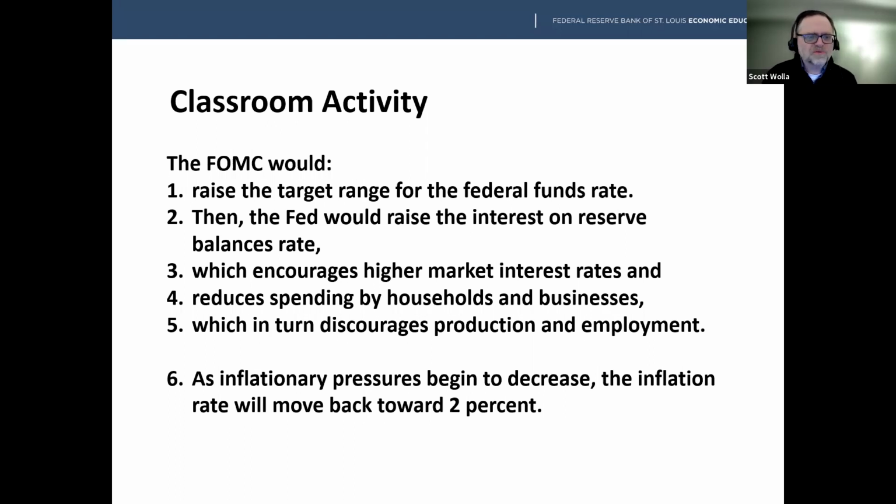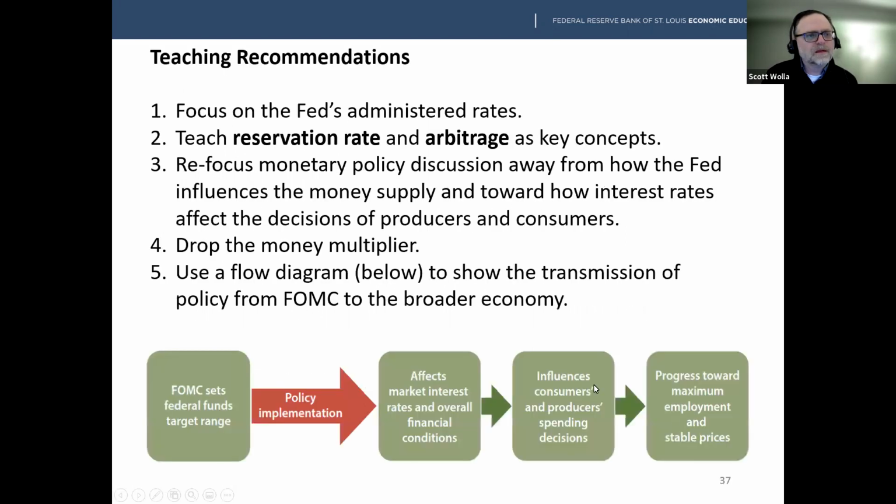As that happened, other interest rates would rise as well. And as other interest rates rose, households and businesses would reduce their spending. That would discourage production and employment, and that would make sure that inflationary pressures started to diminish. And then inflation would start to move back towards the 2% target.